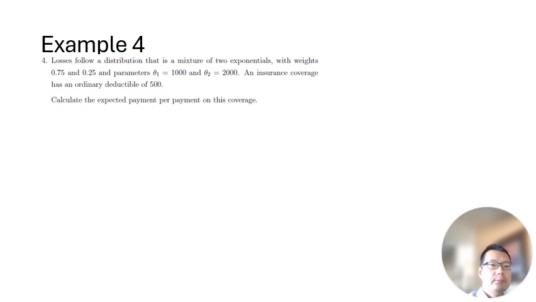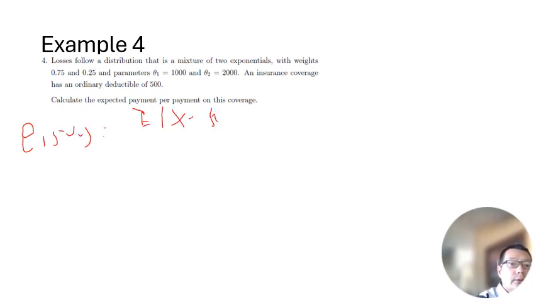Now let's look at this example. Losses follow a distribution that is a mixture of two exponentials with weights 0.75 and 0.25, and the parameter theta 1 is 1000, theta 2 is 2000. An insurance coverage has an ordinary deductible of 500. Calculate the expected payment per payment on this coverage. So again, we will use the definition for payment per payment. We know that e(500) is the expected value of payment per loss divided by the probability of X greater than 500.